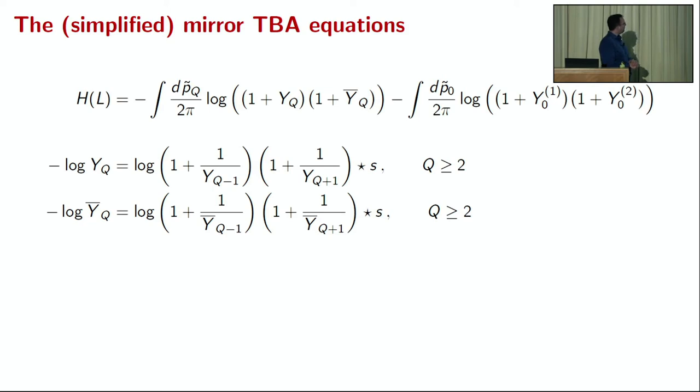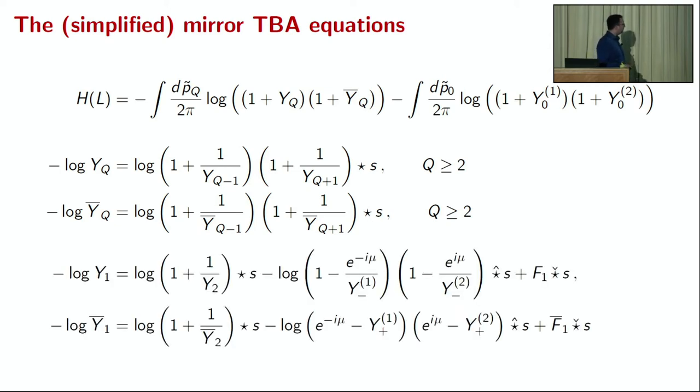And then we have very simple equations. You can simplify them to this basically canonical form for the Q and Q bar particles, where the Q particle couples to the Q minus 1 and to the Q plus 1. And it is given by the standard Cauchy kernel S that people will be very familiar with. And you can see immediately that by acting with some inverse kernel, you can write a Y system equation type for these guys, for Q greater than or equal to 2.